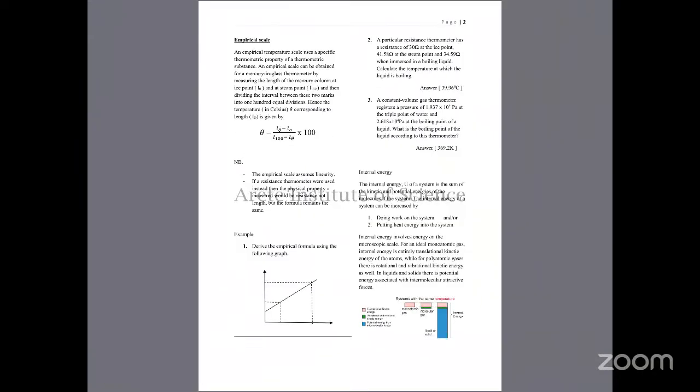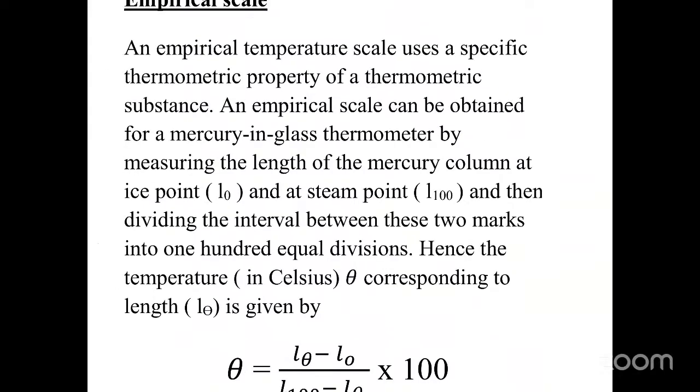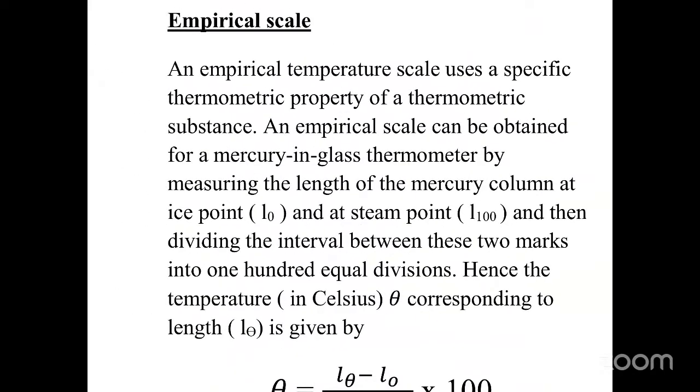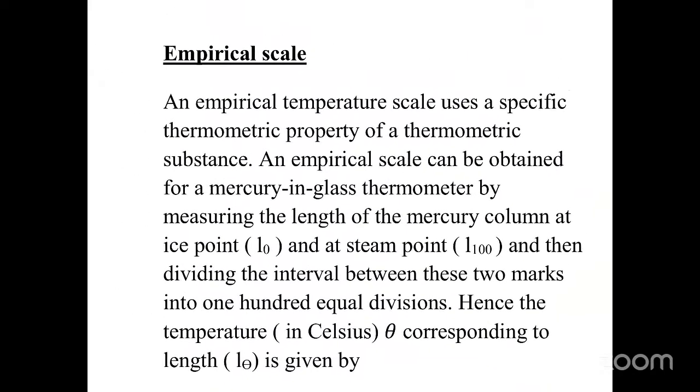So the next thing we want to look at is something called the empirical scale. This scale allows us to get temperature in degrees Celsius. The first scale we did yesterday allows us to get temperature in Kelvin. This one is in degrees Celsius. We have to do a proof to get that formula, but let's just run through this fast.